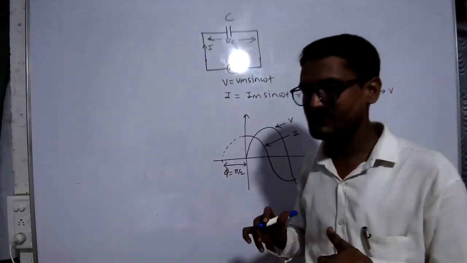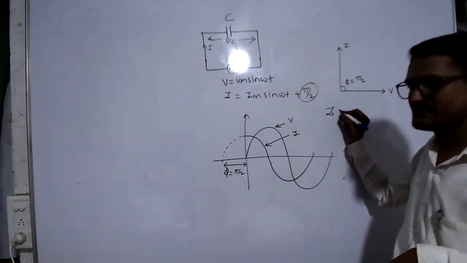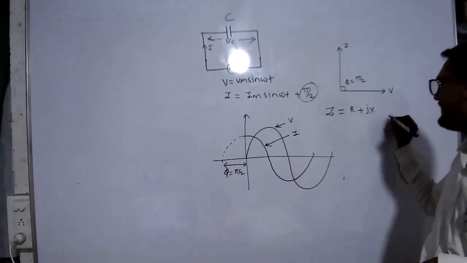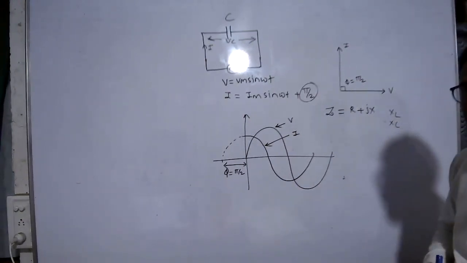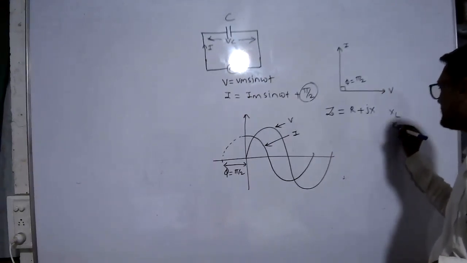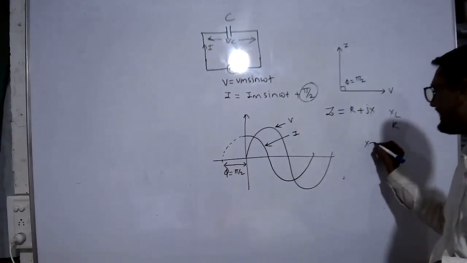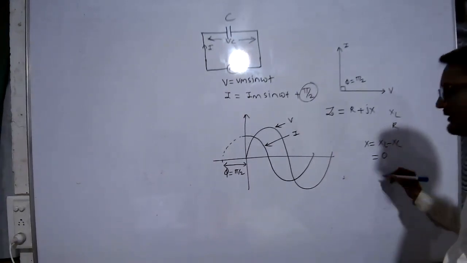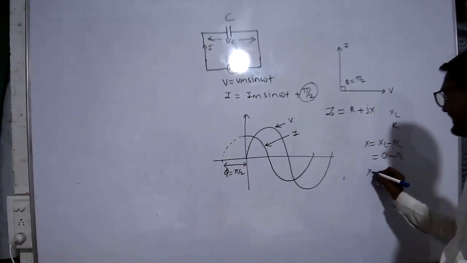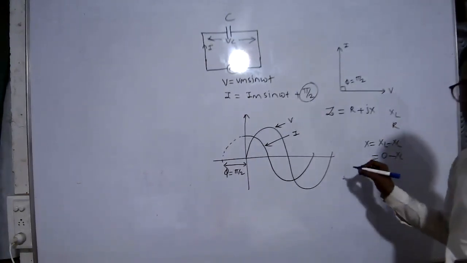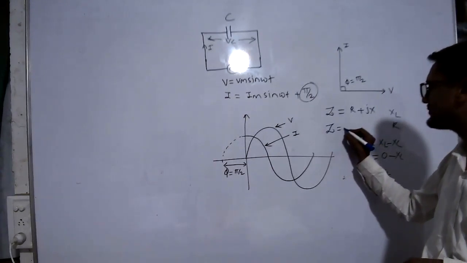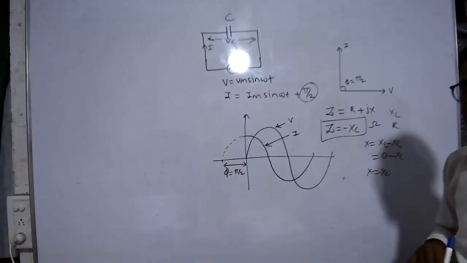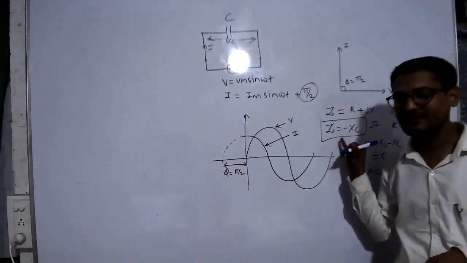Now, the impedance equation. We know that Z equals R plus jX. Here R is absent, and we know that X equals XL minus XC. The value of XL is 0, so what remains is XC. X equals minus XC. Therefore, the value of impedance Z is equal to minus j XC.